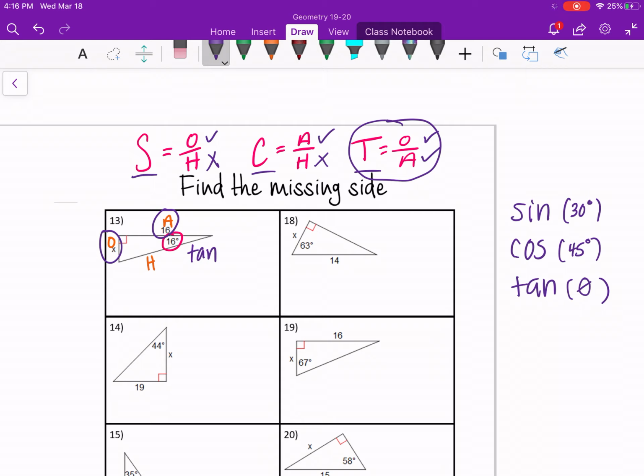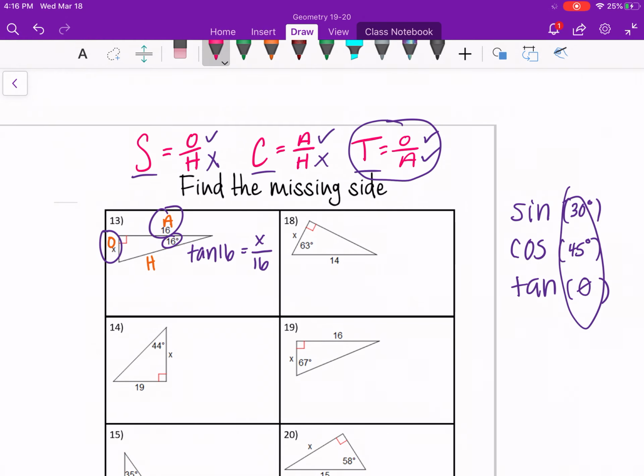The cool thing about this is because we're only allowed to plug in angles, it makes it really easy when we're looking at a problem to know which number goes with tangent because it's the only number that has a degree symbol next to it. So it has to be tangent of 16 degrees equals opposite over adjacent.